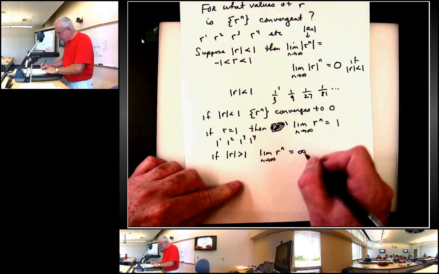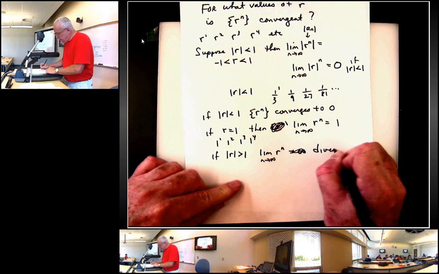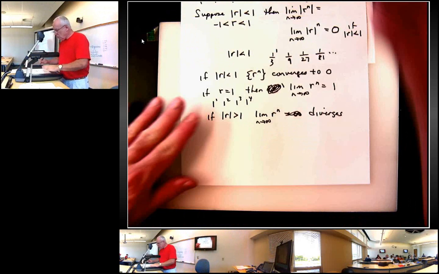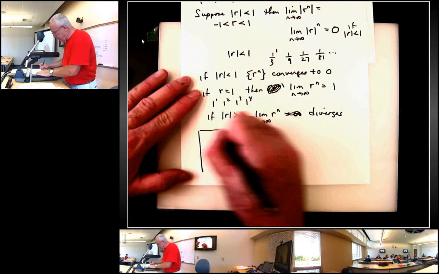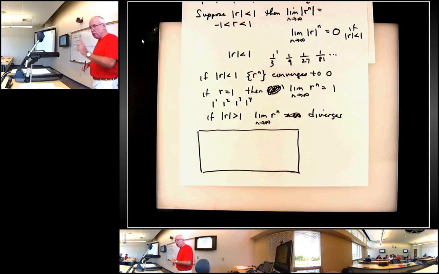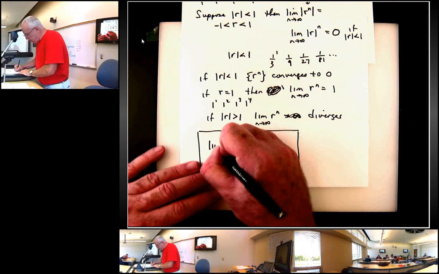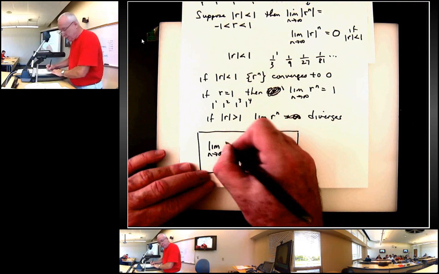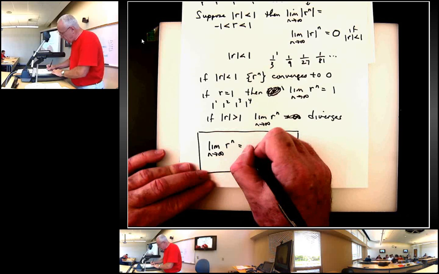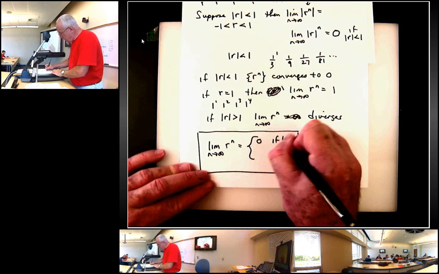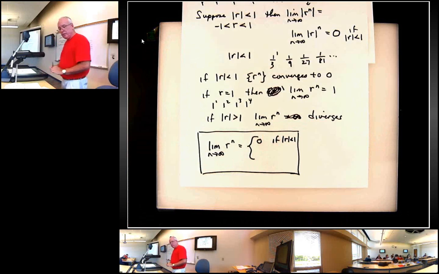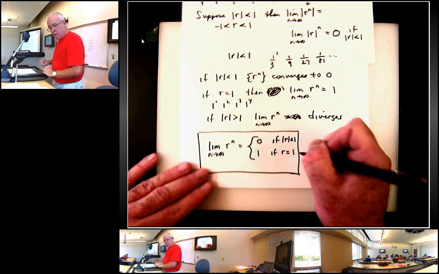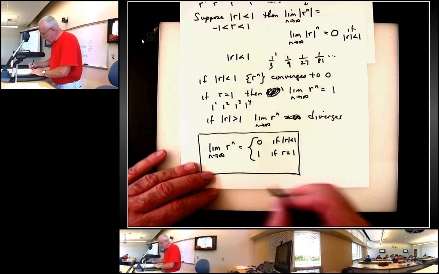Actually, let me just say this: it diverges. I should say that. Let me just write this whole page in one little thing here, because we're going to use this in the next section. The limit as n goes to infinity of r to the n power is equal to the following. It's equal to 0 if the absolute value of r is less than 1. It's equal to 1 if r is equal to 1. And otherwise, it diverges.